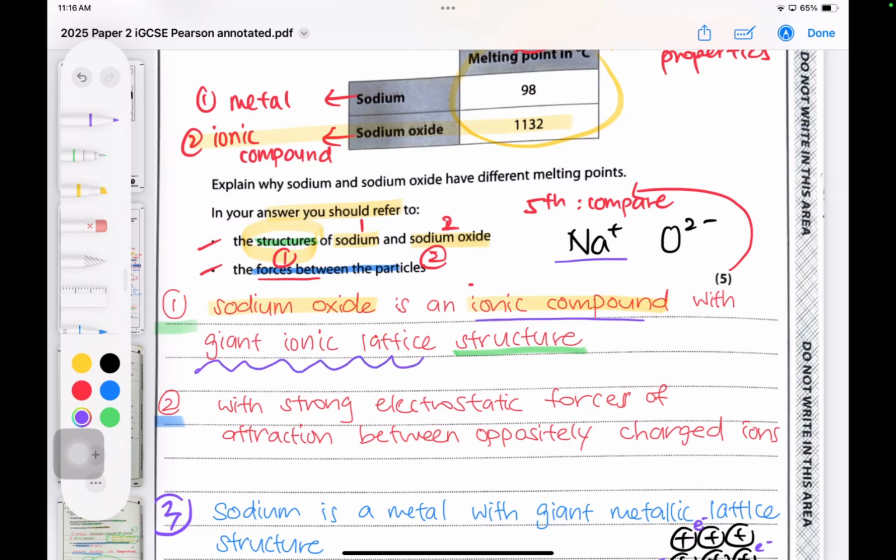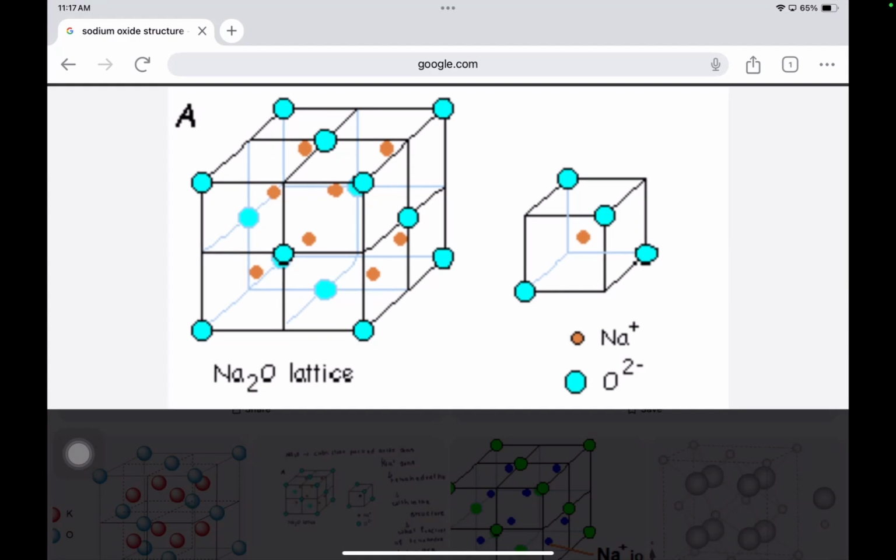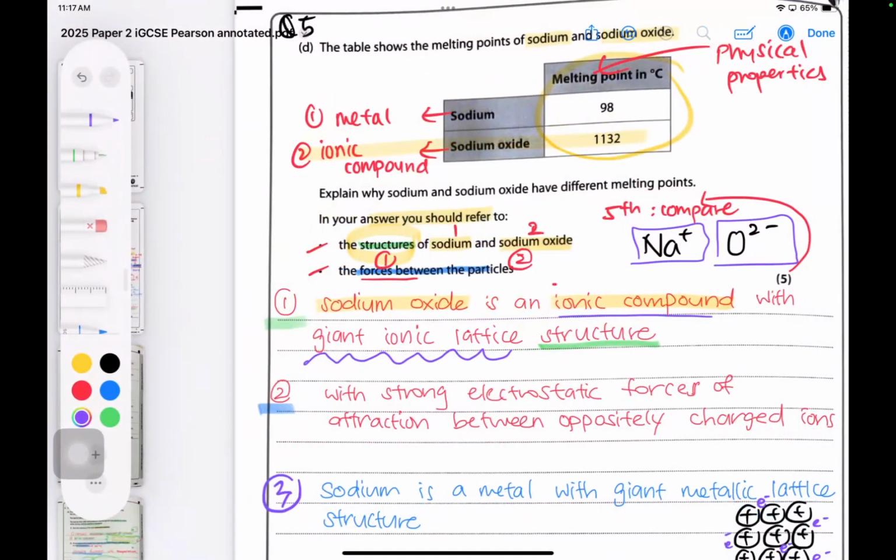You can imagine I've got my sodium and my oxide ions, and there are so many of them that they form a structure that looks like this. And this is what we meant by lattice structure. Okay, the orange dot there is our sodium ions, and the blue dot over there is our oxide ions. And together they create this huge lattice. So this is what we meant by giant lattice structure. That alone will get you 1 mark.